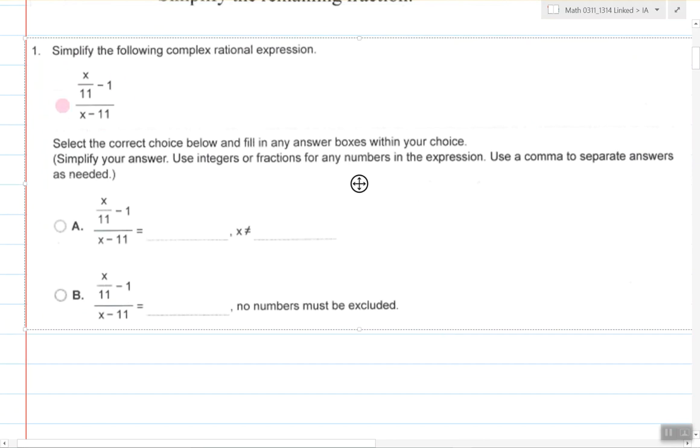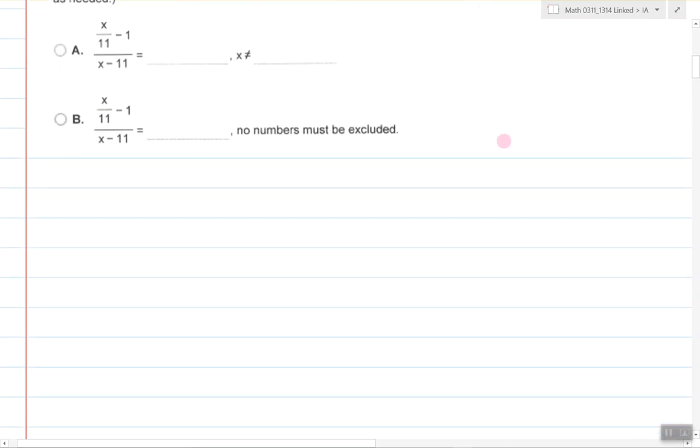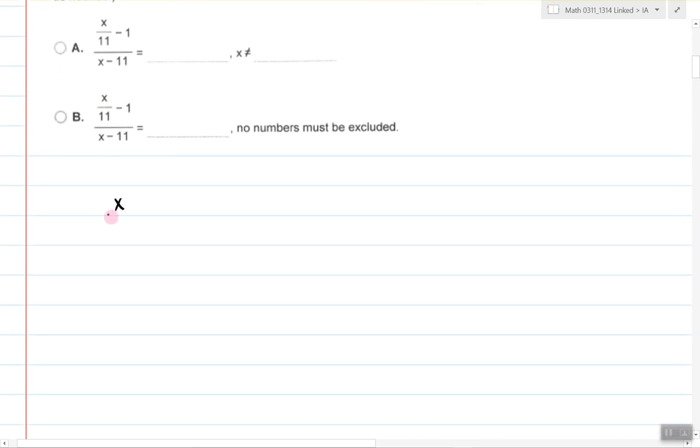This first expression is what I call a type 2. So I'm going to use method number 2. To simplify it, I have x over 11 minus 1 over x minus 11. This method says if you've got sums and or differences involving any fractions, then you find the least common denominator of all the little denominators. Well, there's only one little denominator, and it is an 11.